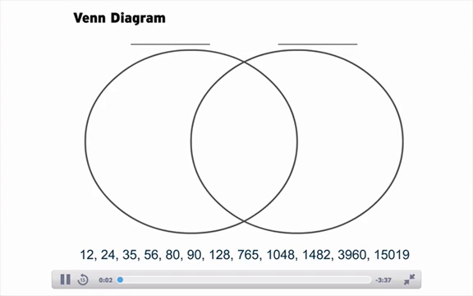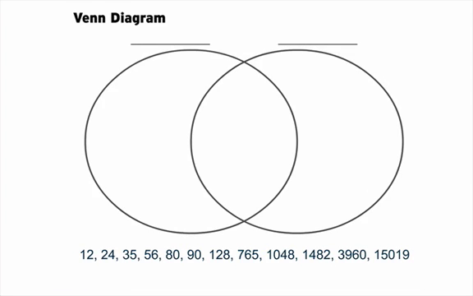In this lesson, we're going to be taking a look at how to use a Venn diagram. A Venn diagram is a way to show information. And in this case, we're going to be wanting to show information on which numbers are divisible by 5 and divisible by 8. Now, there's a couple things to remember with a Venn diagram.